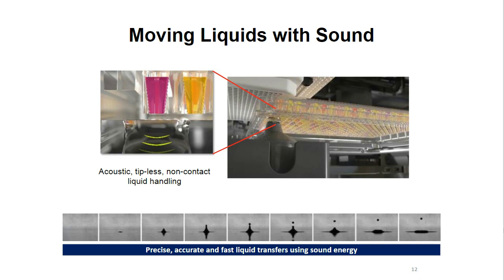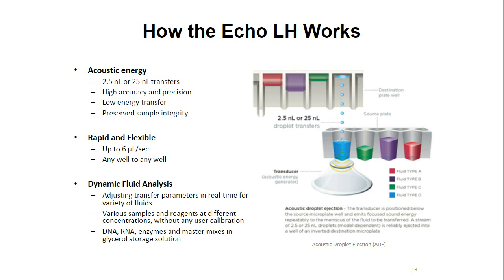How the Echo liquid handling really works, here are some additional characteristics and a schematic. It uses acoustic energy. The volume of the droplet is 2.5 nanoliters for the 650 and 25 nanoliters for the 525. It has a high accuracy and precision. It has a low energy transfer, and it preserves the sample integrity.